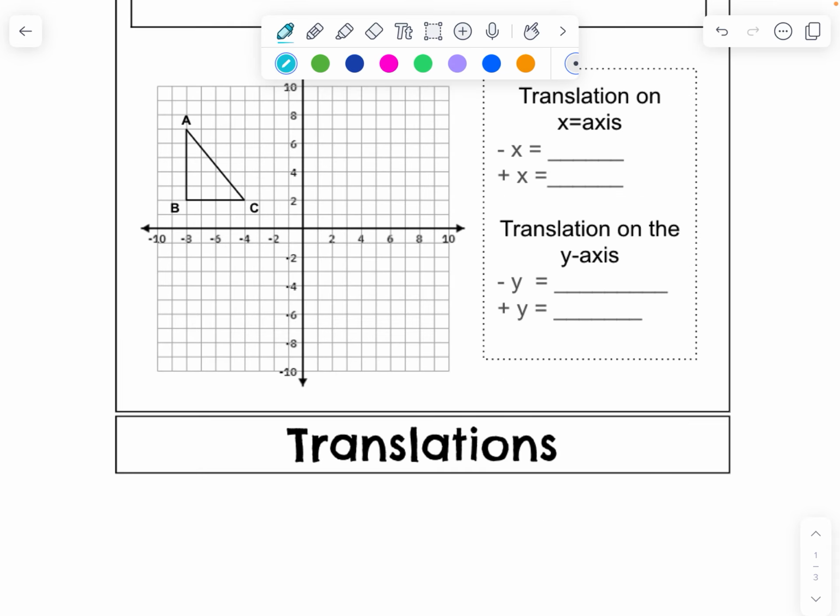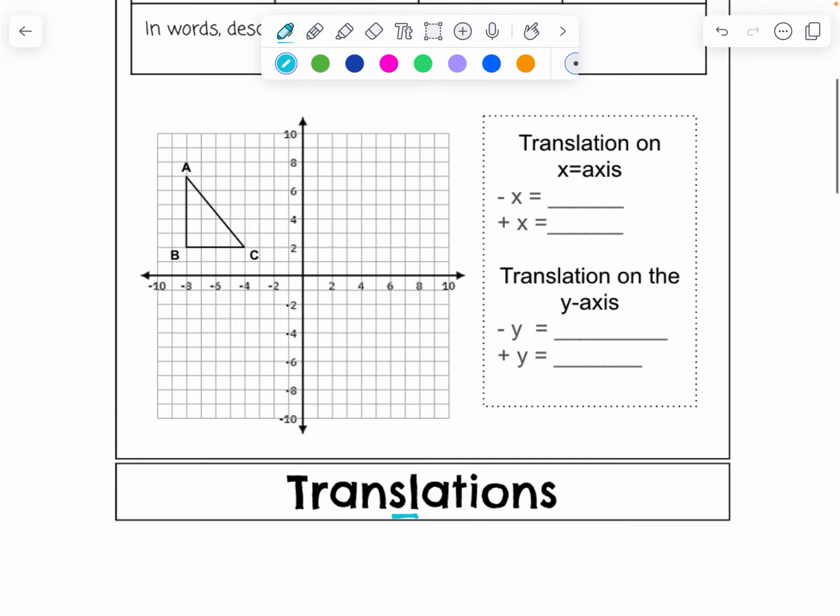Okay, so today we're going to go over one of the transformations, which is translations. So when you see the word translations, think about the SL for sliding. Okay, we're going to go over basic rules. So the first thing is label your X and label your Y on the graph.